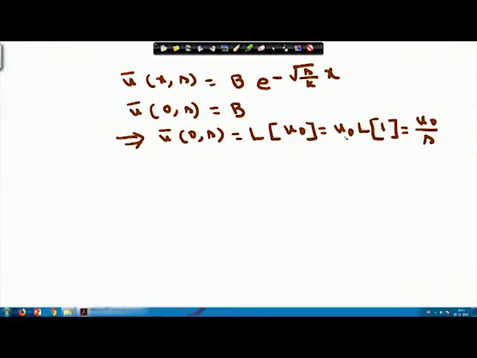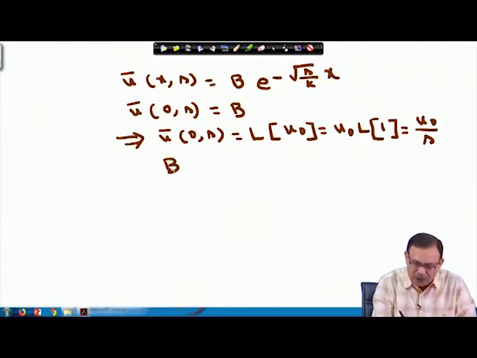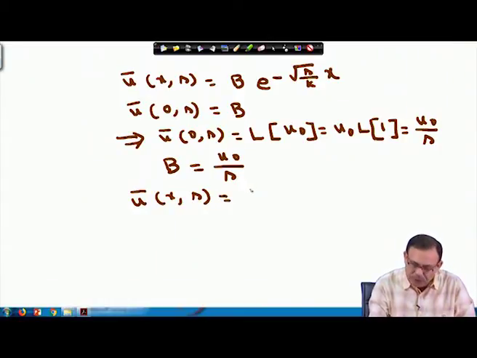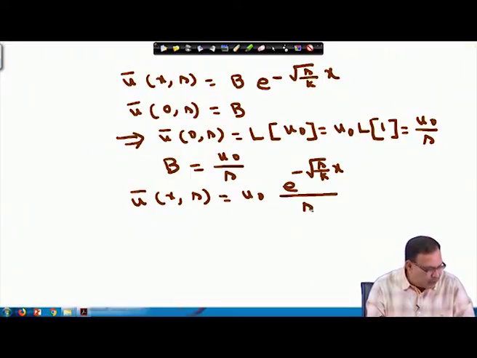Here, since u naught is a constant, you can take it outside, and u naught into the Laplace transform of 1 you can write down. So, from here you can write down b equals u naught by s. So, once I have obtained b, now I can write down u bar x s equals u naught into e power minus root over s by k x, divided by s.